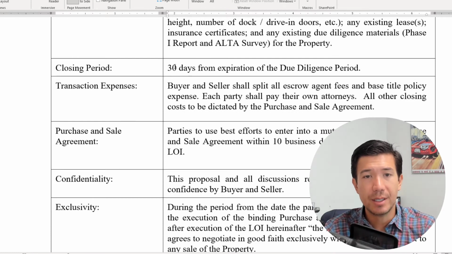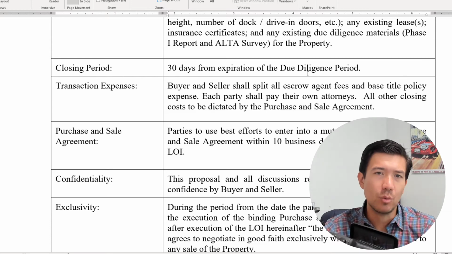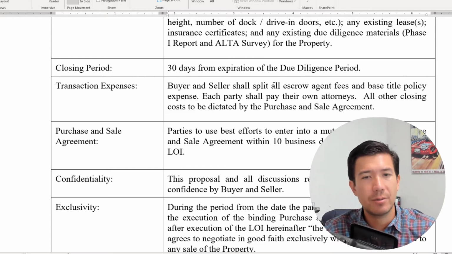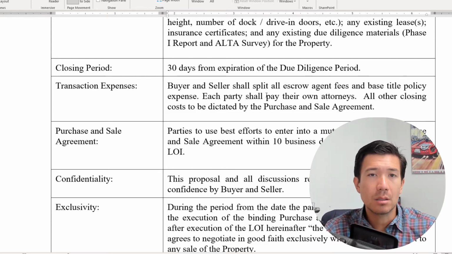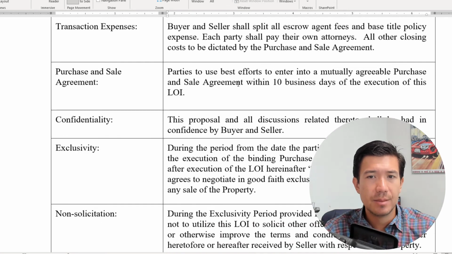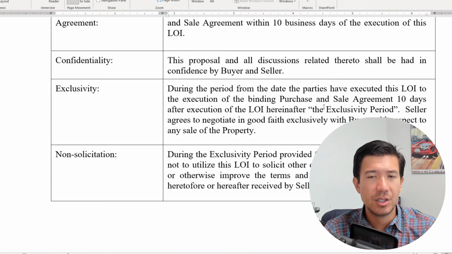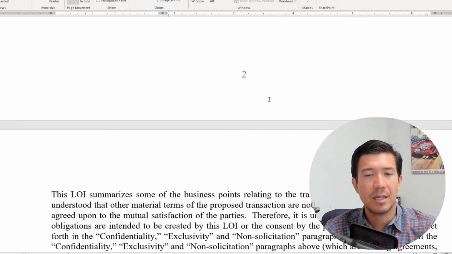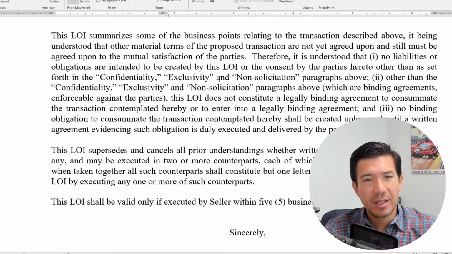So closing is 30 days from the DD. Again, pretty standard. You could maybe push it to 15, but with lenders, if you have debt that are a little jittery right now, you know, having a long closing period is not unexpected. So splitting fees, PSA within 10 days, confidentiality, exclusivity, non-solicitation, pretty standard. This is kind of a catch-all savings.